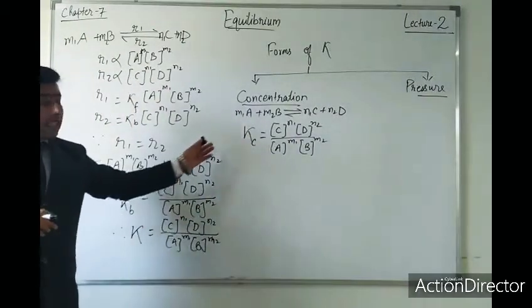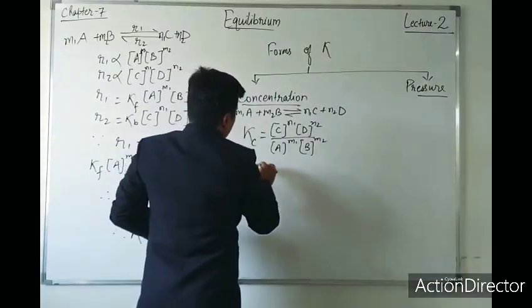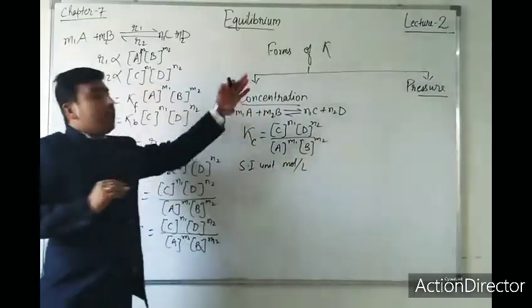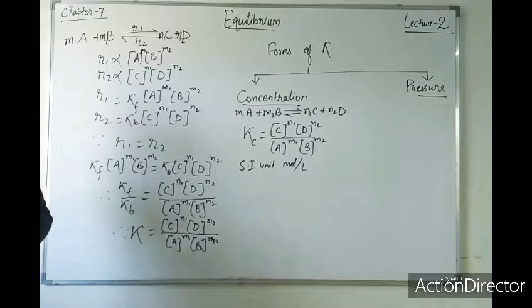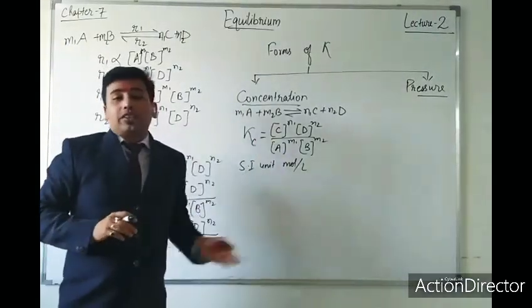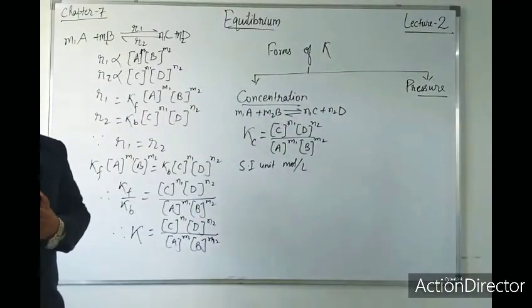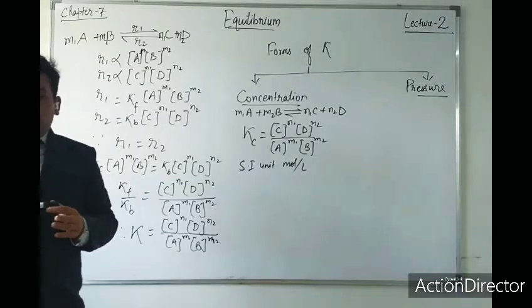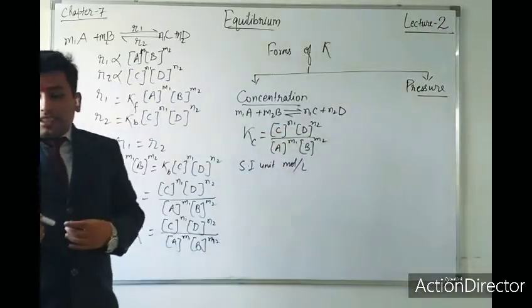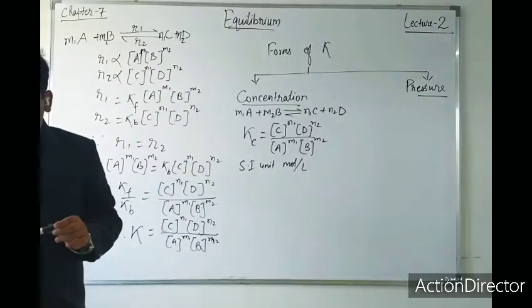If I ask you what this Kc is, and I talk about the SI unit, the SI unit will be mole per liter. And if I talk about pressure, then I have to find the pressure constant Kp. As I have written the concentration constant Kc, similarly I have to find Kp. There is nothing else. What we have to do is just, instead of the moles N1, N2, here it is molecular, so we have to take the constant pressure. No need to worry about this.